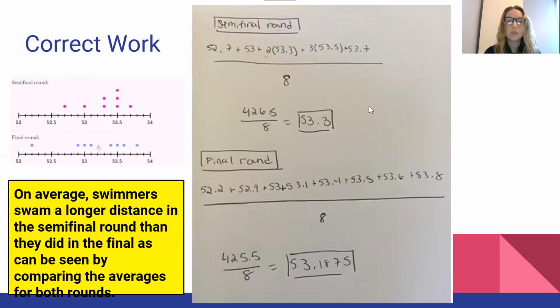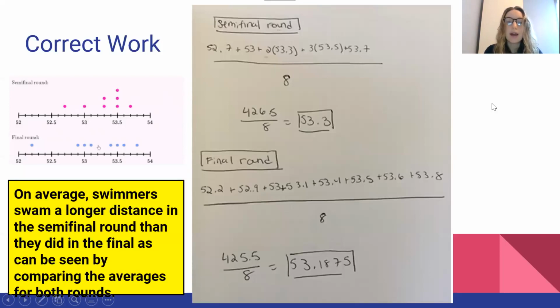You're going to have about 2 to 3 minutes to complete this task in Google Classroom now. Okay, and let's review the correct work. Here you can see the average calculation for the semifinal round and then also the final round. Notice that for data points where there were 2 of the same value, I just multiplied that by the number of times that data point was represented in the dot plot. However, you still have to divide by the total number of dots. So in this case, it was 8 for each round, okay?